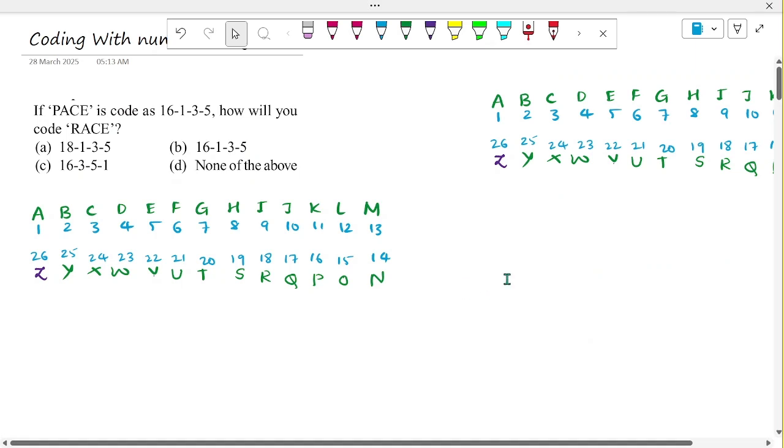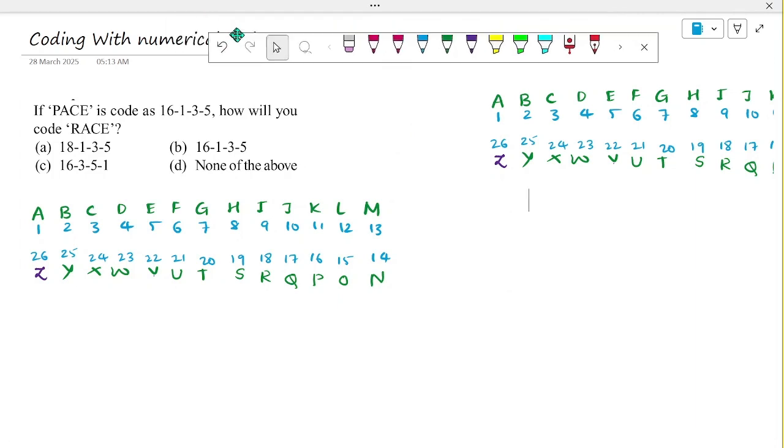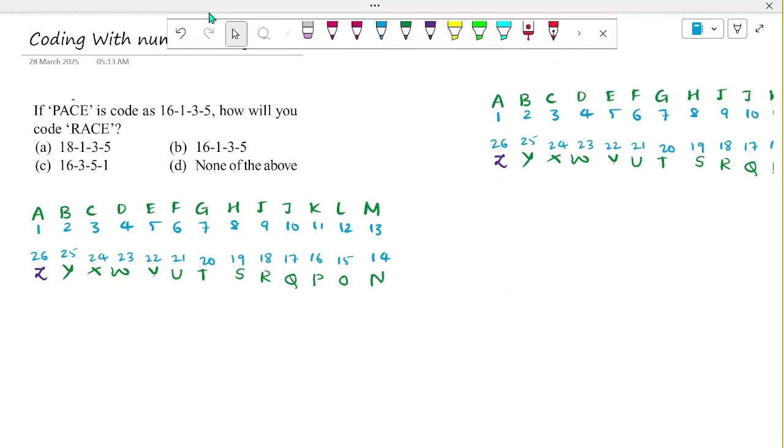Okay, it is also a reasoning question. In this, we will be discussing coding with numerical digits. Okay, and if you look at this question, just try to solve this and tell me the answer.